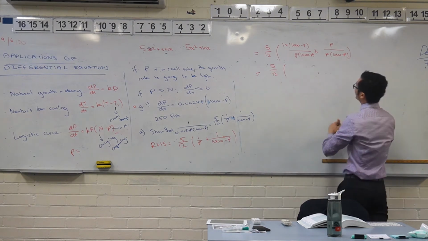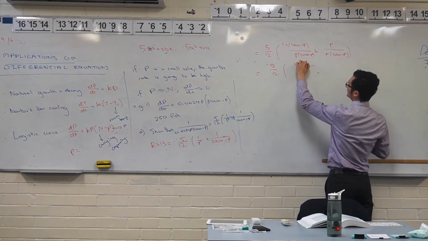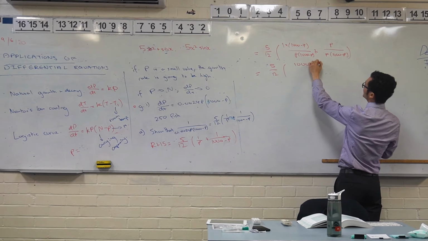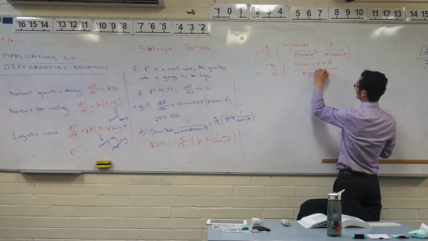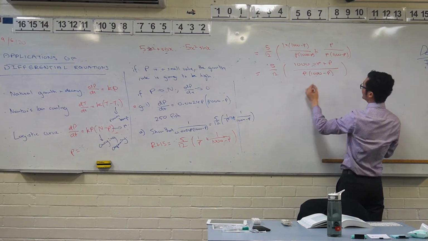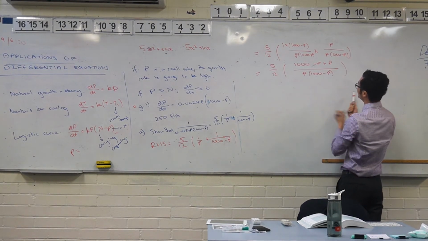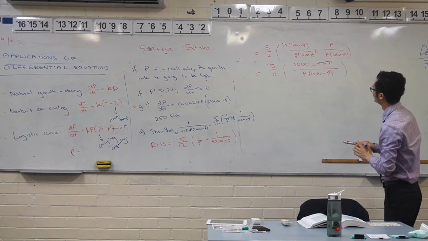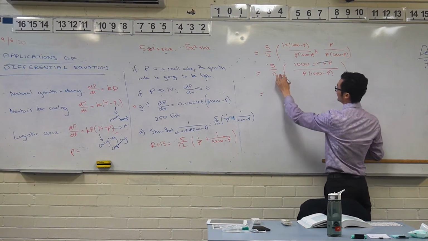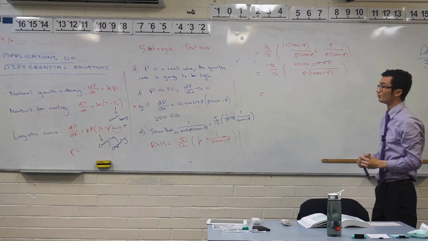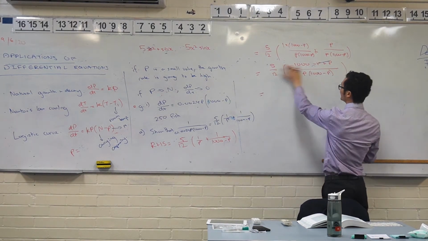When you put these under a common denominator, it does turn out to be quite nice, because you're going to get 1,000 minus p plus p all over this. And we can see that these are just going to go away. And I've got this right now. So I've got 5 on 12 outside this whole thing. So what I might do is expand it out so I don't have this constant.